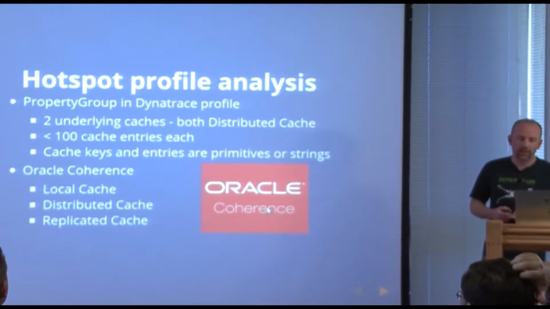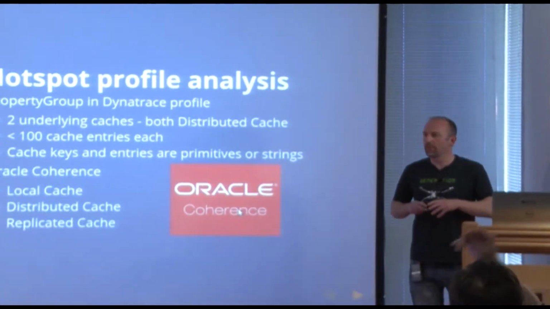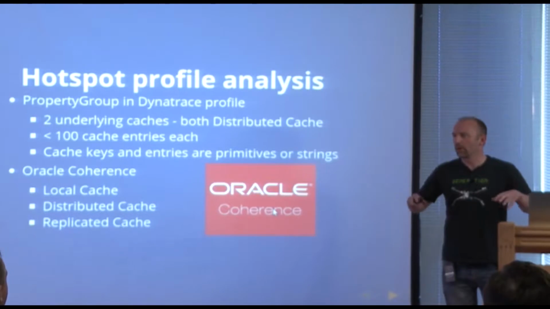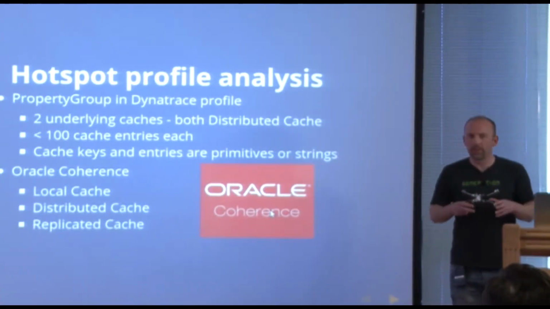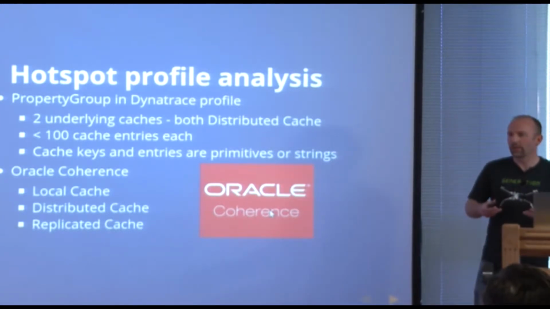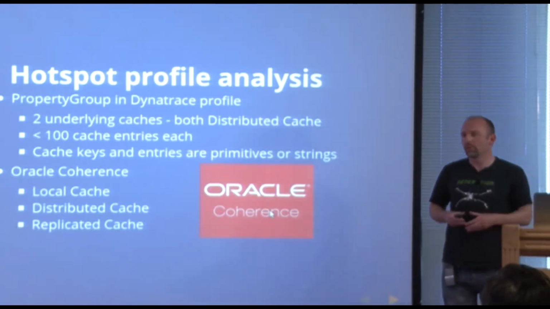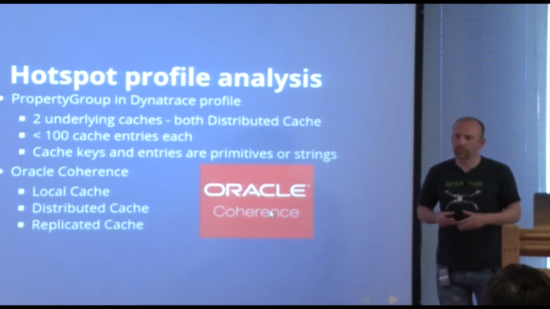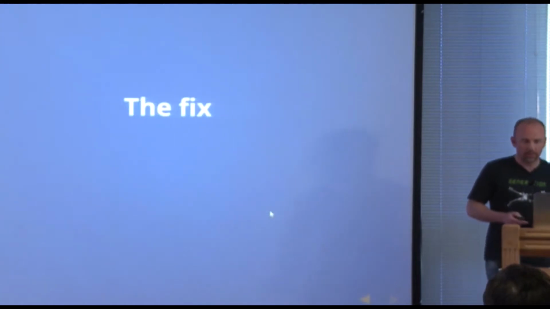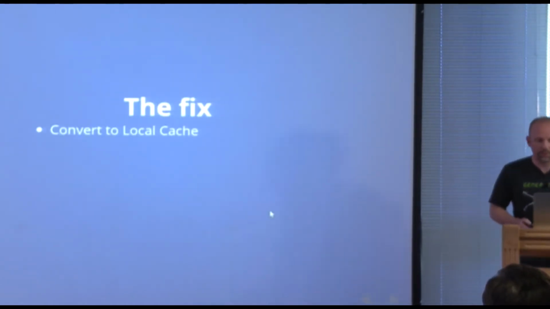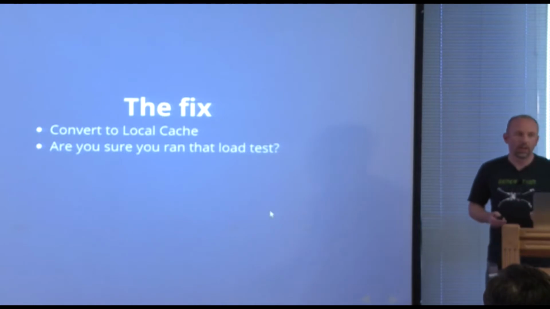Distributed means it gets replicated among a large number of cache nodes. So you've got separate JVMs being used for your cache storage, which didn't really make sense for a cache like that. It's something that you could actually move to a local cache, so that it runs locally within your portal server, your WebLogic portal server. So we made the decision to apply the fix, and we converted that to a local cache.